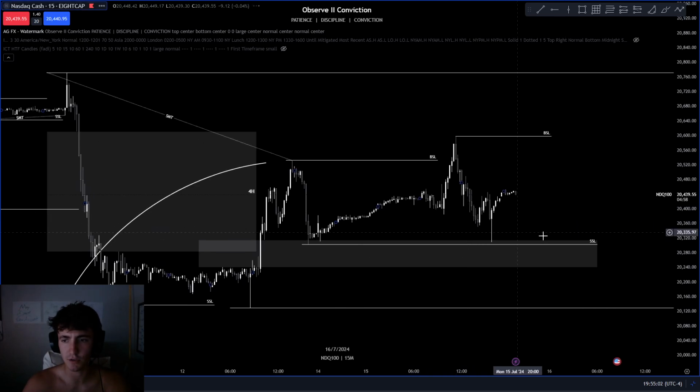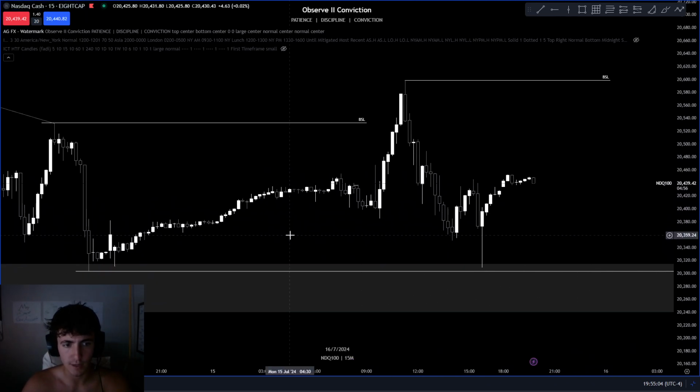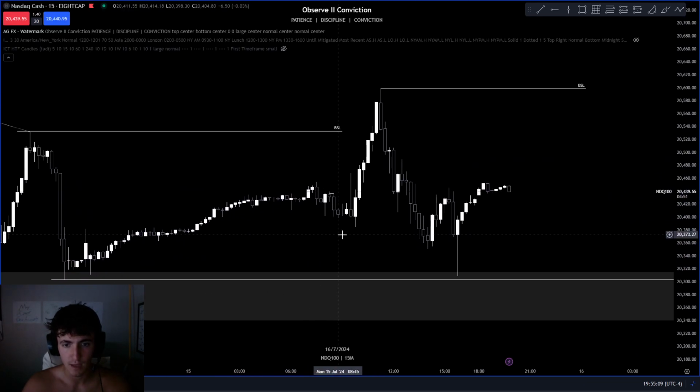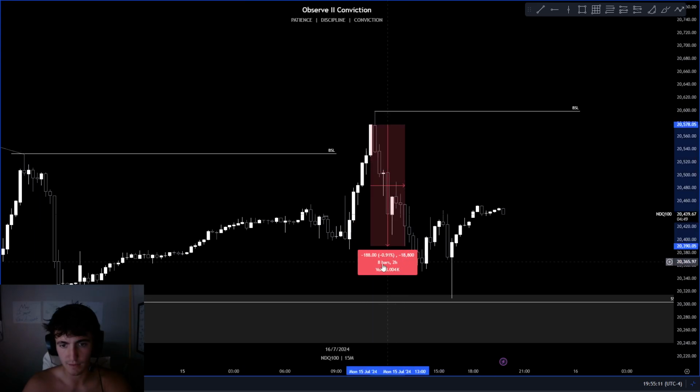But there are many ways you can use imbalances in trading. For example, look, imbalance right here. Where does price go? To fill the imbalance. Look at all these imbalances right here. They end up getting filled.